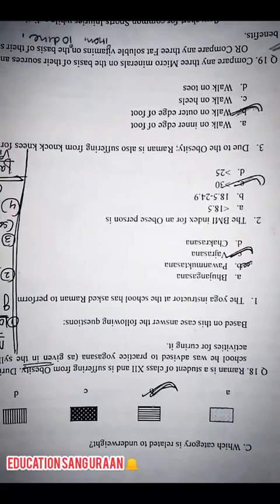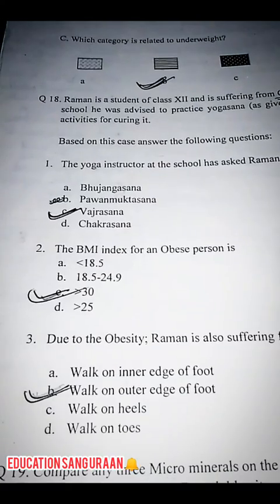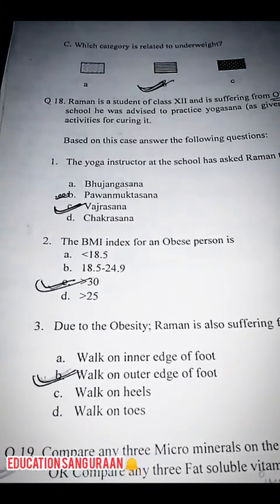Next question is which category is related to underweight? So that is this horizontal line.